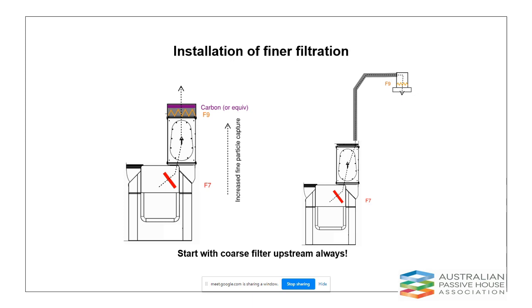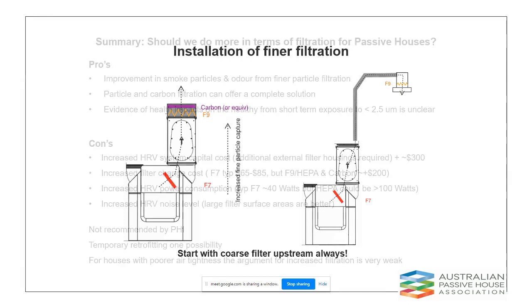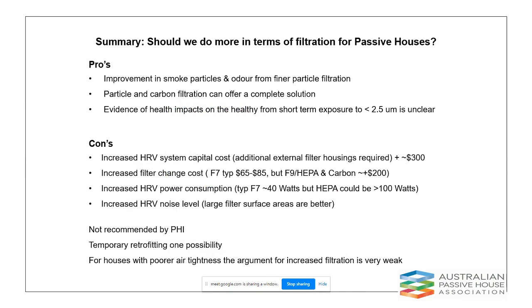If we drop down to the next slide, it's a summary of what we should do in terms of filtration for Passive Houses. We've talked about the improvement in smoke particles and odour from better filtration, and we've seen that F9 is probably not quite enough if we want to knock those out, and that we certainly need to add some carbon filtration if we want a complete solution that's going to take out odour as well.